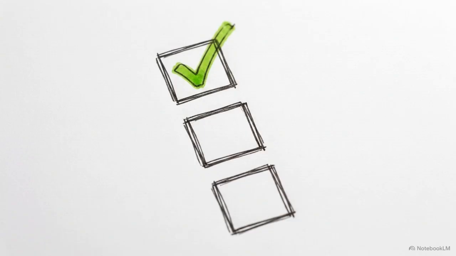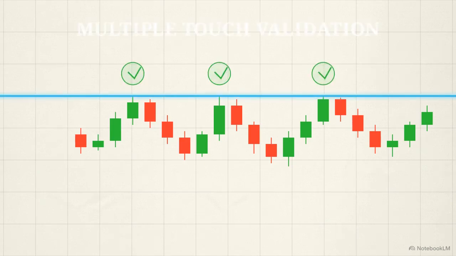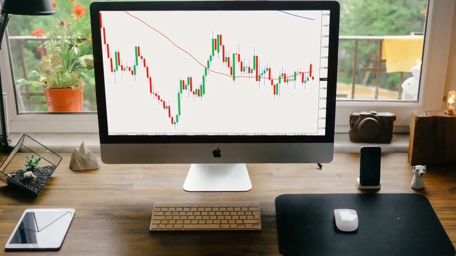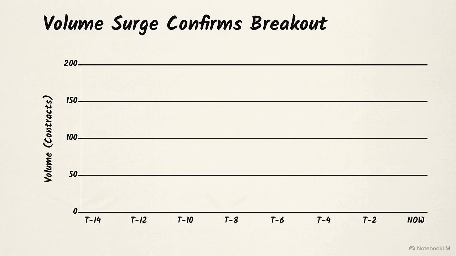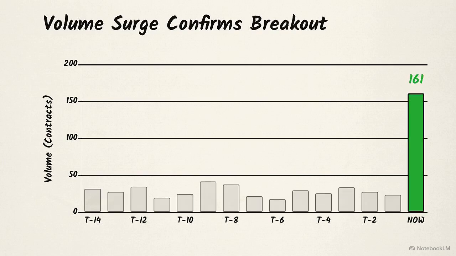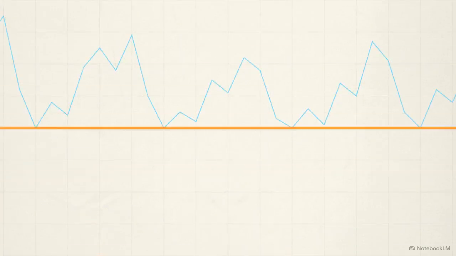By the end of this video, you will have a specific step-by-step checklist to identify, draw, and validate a highly reliable breakout level so you can trade with absolute confidence. To follow along, you will need your charting software open, a basic understanding of candlestick charts, and a standard volume indicator visible on your screen. Relying on a strict, rule-based setup is the only thing that separates professional trading from blind gambling. Let's look at how to find the right levels.